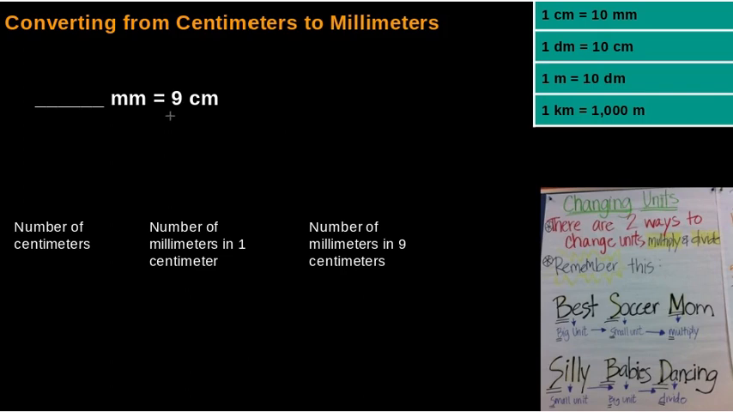You're moving from what you know to what you don't know. We know how many centimeters. We were given a number for centimeters, but we're not given a value for millimeters. So we are moving from centimeters to millimeters. We are moving from big to small. Big to small, best soccer mom, the operation is to multiply. So the number of centimeters, which we know according to the question, times the number of millimeters in 1 centimeter, 10. This will give you 90 millimeters in 9 centimeters. And that's what you're finding here.